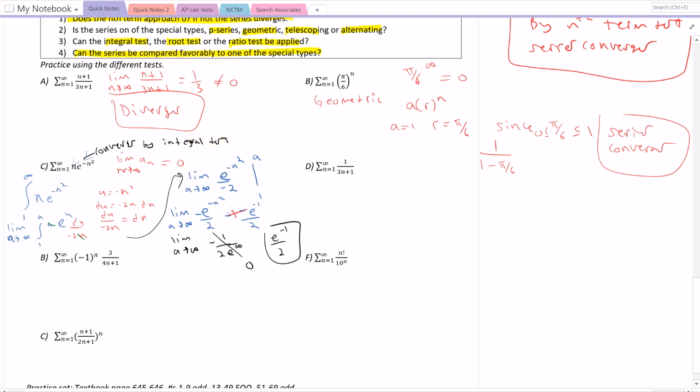Okay, D. You can show that the nth term goes to 0 real quick. But then it doesn't look like a p-series, geometric, telescoping or alternating, so we have to figure out something else. What's nice about this one is it can be easily compared to 1 over n, and however you want to do it.